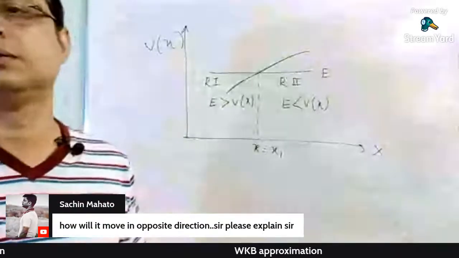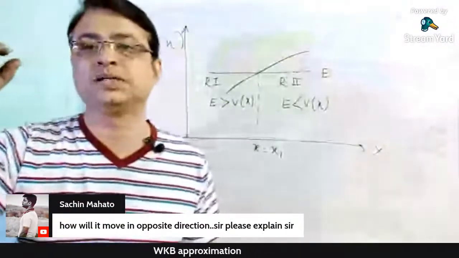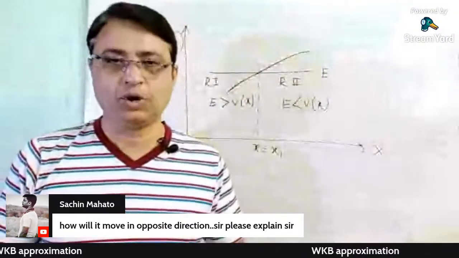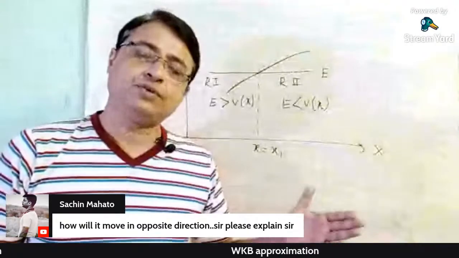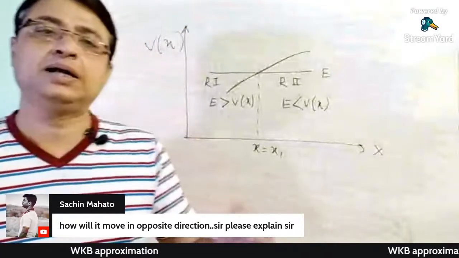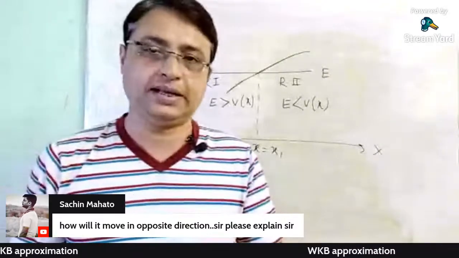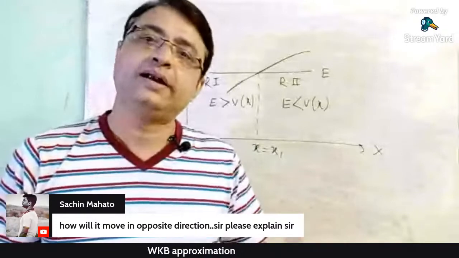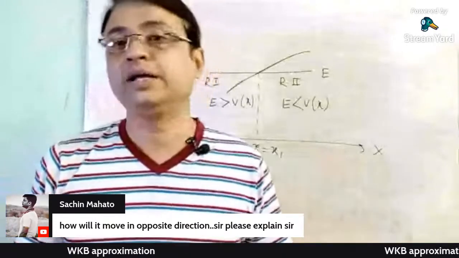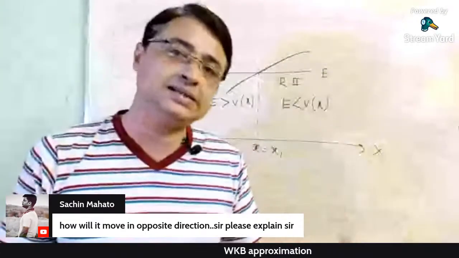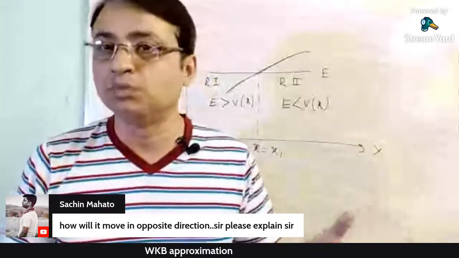How will it move in opposite direction, sir? Please explain. Okay, I'm explaining this point now. What I have told you earlier is that whenever a particle has an energy greater than the potential energy, it will move through the region. And in classical mechanics, we have learned that a particle with an energy less than the potential energy cannot move through the region.